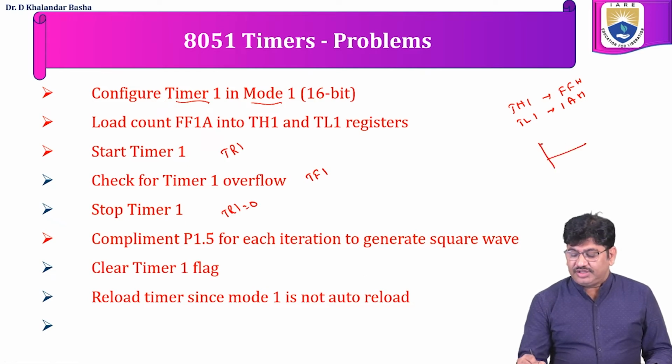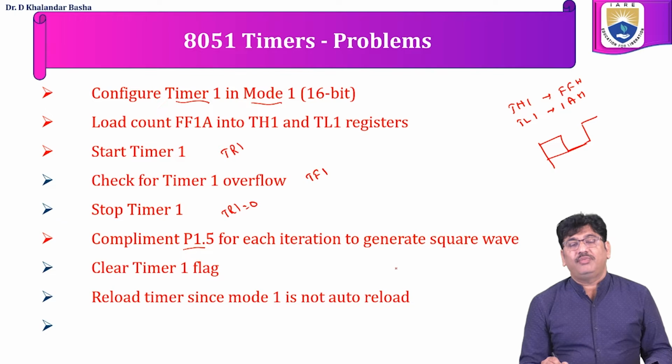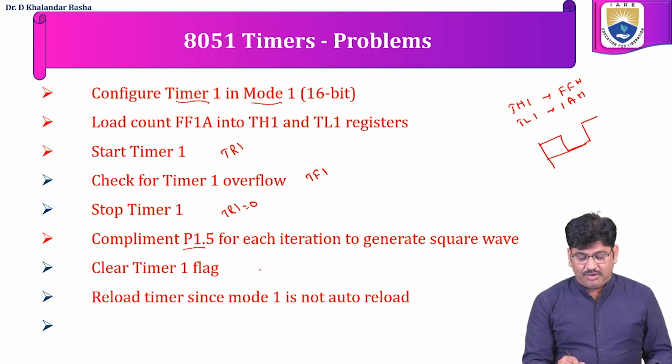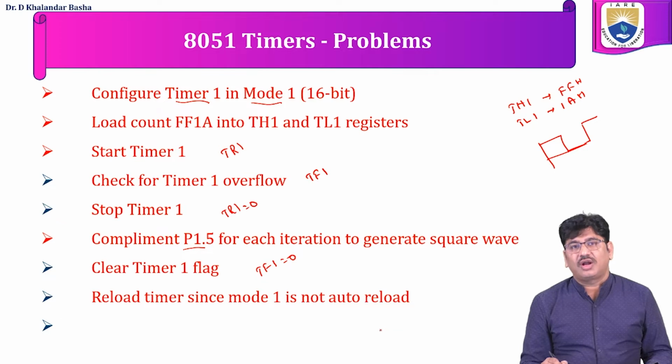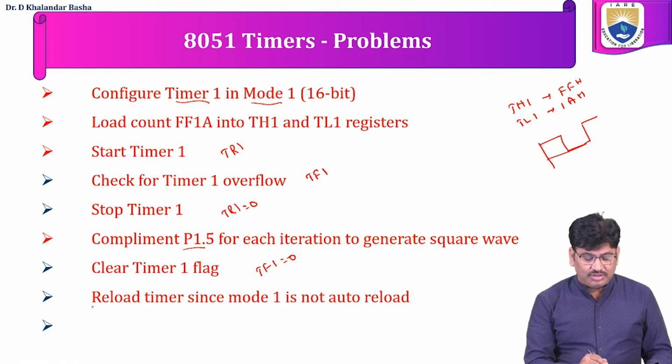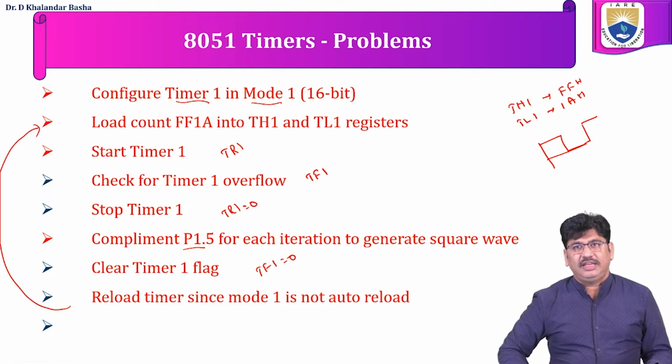As the square wave is done for logic 1, then we have to go for logic 0, and again logic 1. So we complement the port 1.5 bit on each iteration for generating the square wave. Then clear the overflow, that is, TF1 will be cleared here. Then reload the timer with the same count, because we have not configured the timer in auto reload mode. So after this step, again we go for loading the count into the T1 register.